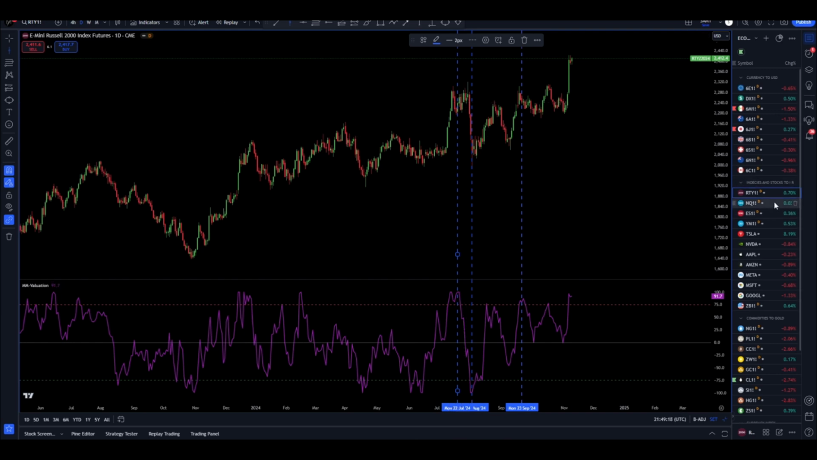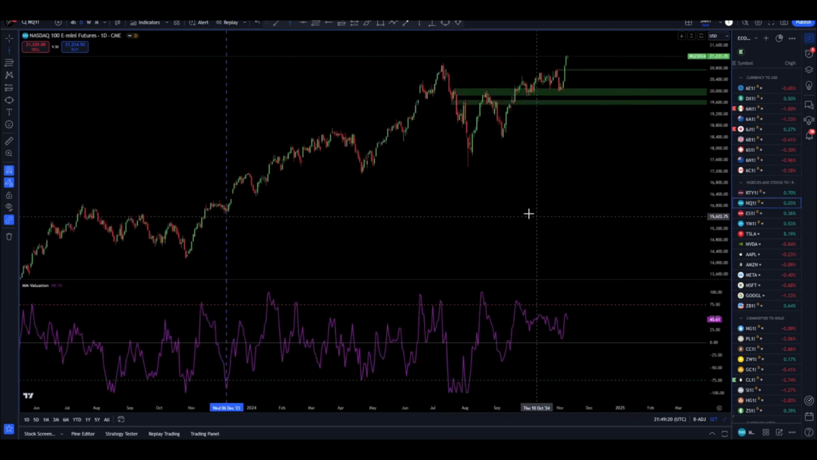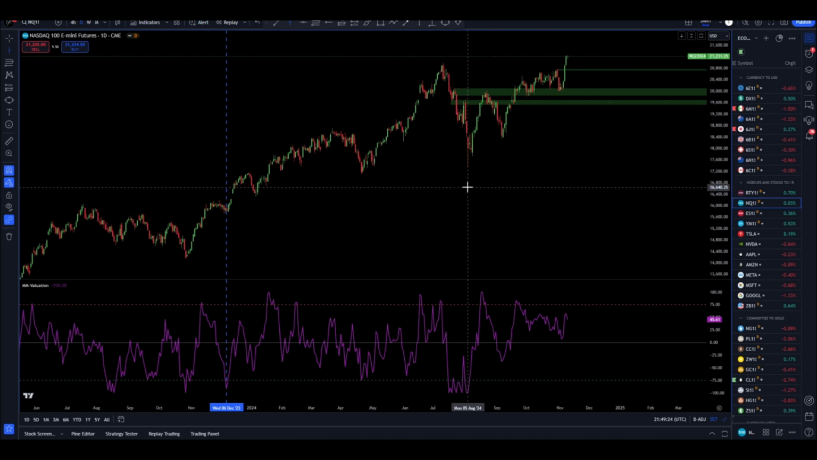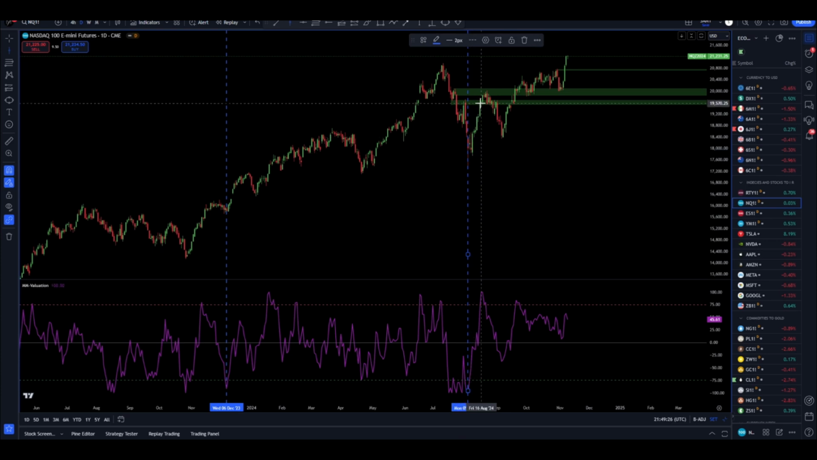Let's do the Nasdaq. We are comparing the Nasdaq against interest rate. Let's see. We have been in an undervalued environment, and there was an up move. Let's do another example. We have been overvalued, and we have seen a down move. We have been undervalued, and then there was an up move. As I said, it's not a timing tool.